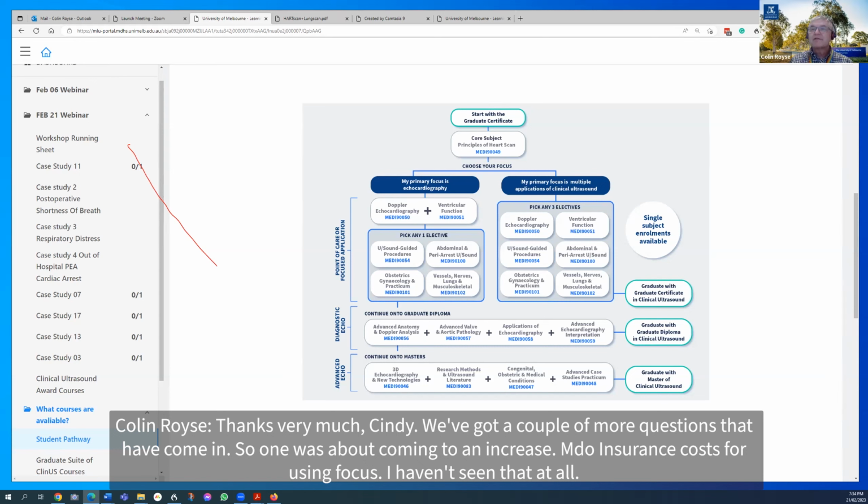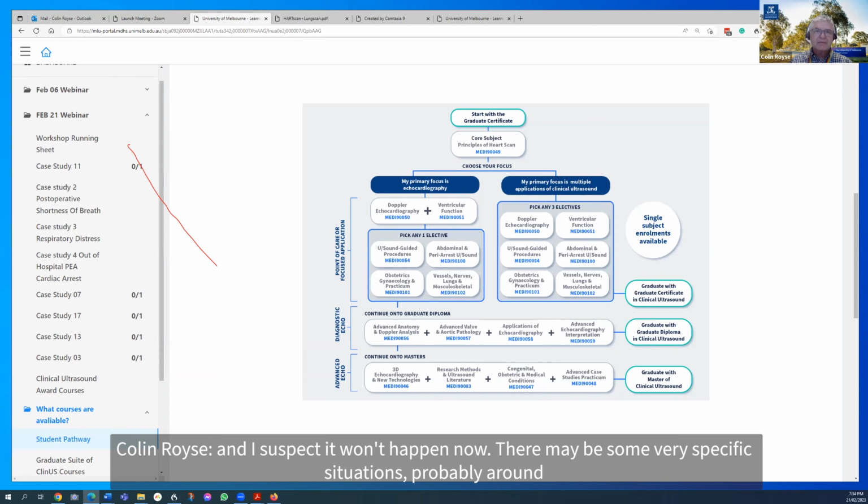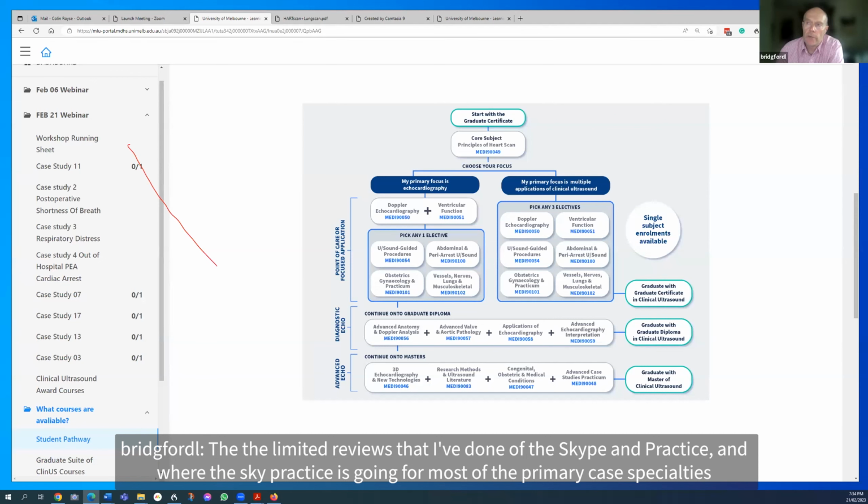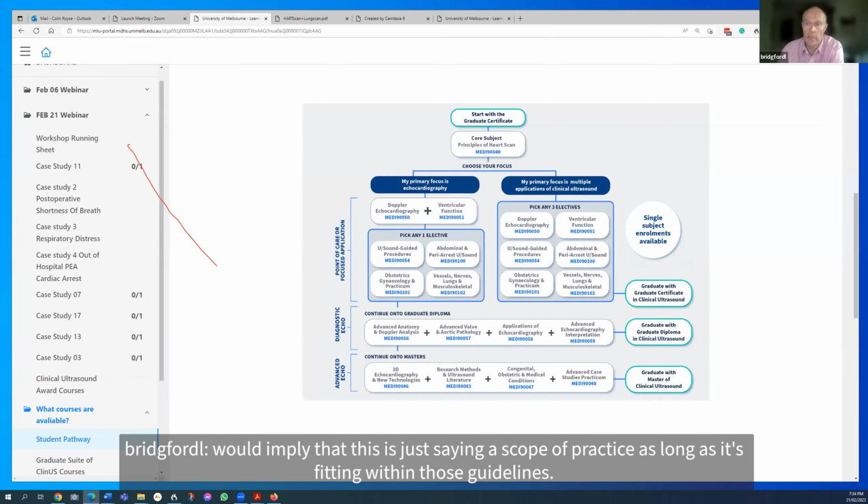We've got a couple more questions that have come in. So one was about commenting on increased MDO insurance costs for using POCUS. I haven't seen that at all, and I suspect it won't happen. Now, there may be some very specific situations, probably around diagnosing babies and so forth. But for what we're talking about, it's been talked about for 20 years. It has not happened. So I think put that one to bed. The limited reviews that I've done of the scope of practice and where the scope of practice is going for most of the primary care specialties would imply that this is just seen as scope of practice as long as it's fitting within those guidelines.